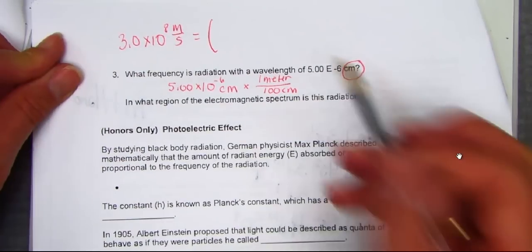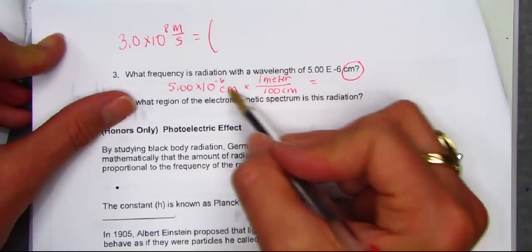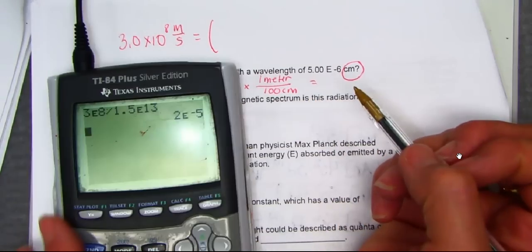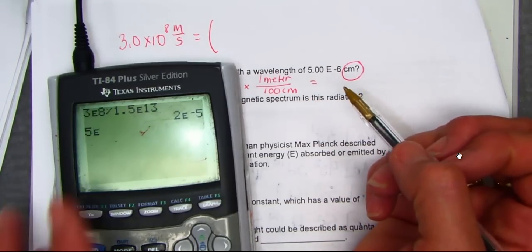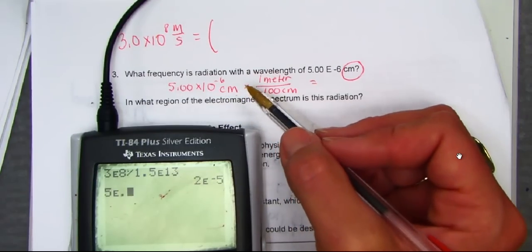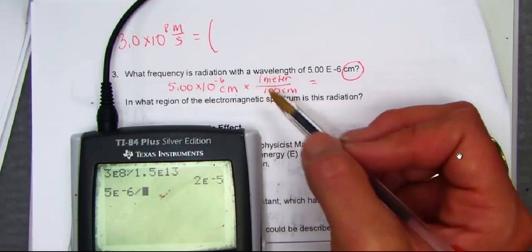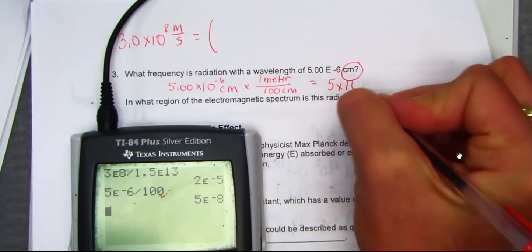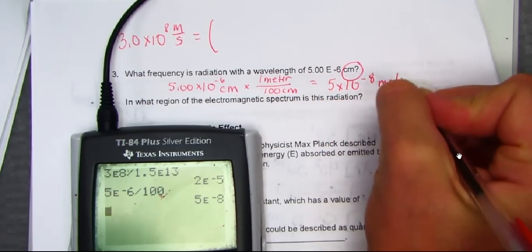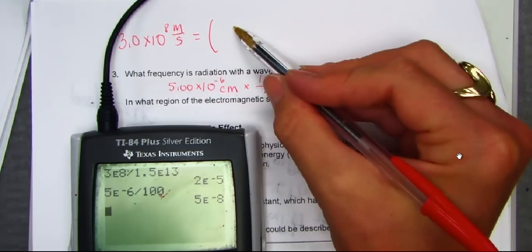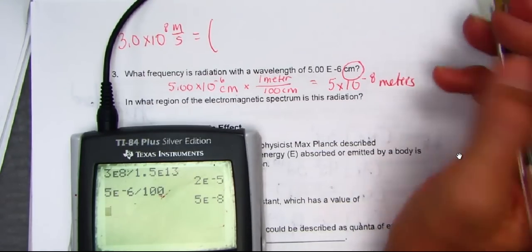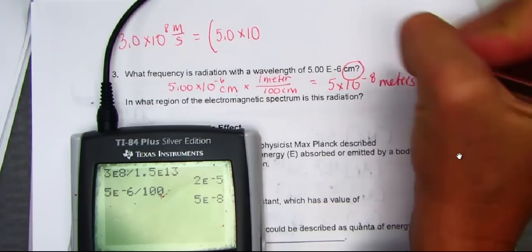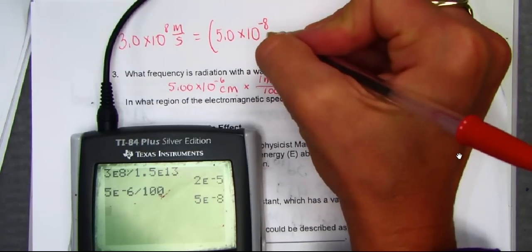I'm going to use a metric unit conversion to switch centimeters into meters. 5E negative 6 divided by 100 is 5 times 10 to the negative 8th meters. I cannot place a centimeter into the same problem that has a meter because the units don't cancel. So my wavelength in matching units is 5 times 10 to the negative 8th meters.